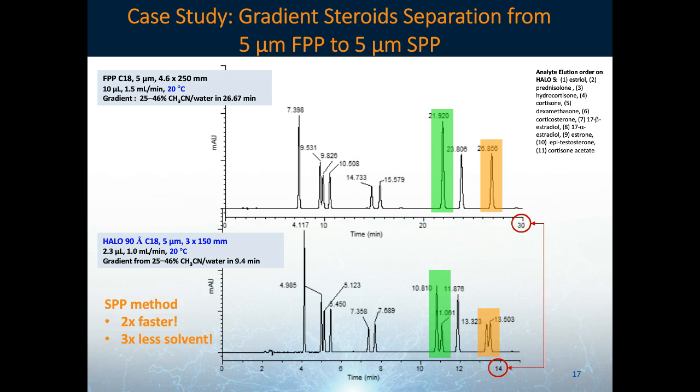But when you go to the halo column, you can see that we've kept the particle size the same at 5 micron, but we've gone to a smaller ID and a shorter column. So we can do the separation 2 times faster with better resolution of those peaks highlighted in green and orange, and also we're using 3 times less solvent. So not only are we able to do the separation faster, but we're also able to see some money savings in terms of solvent, both in the use and disposal.